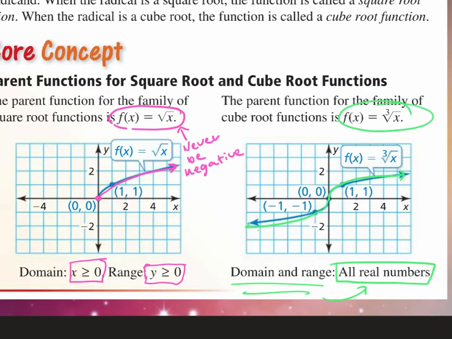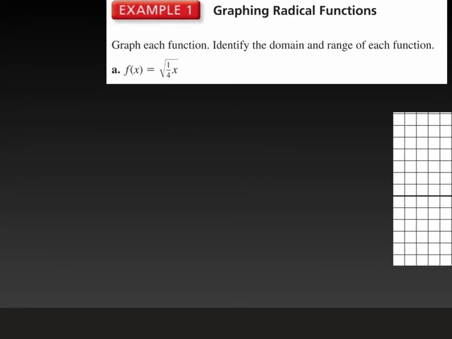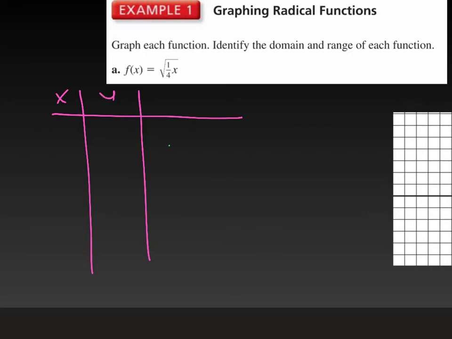All right, let's get started. So graph each function, identify the domain and range of each function. So to graph, we're going to start with a box. We're going to plot our points in it. So we're going to have numbers for x, get values for y, and then we're going to have points x comma y.